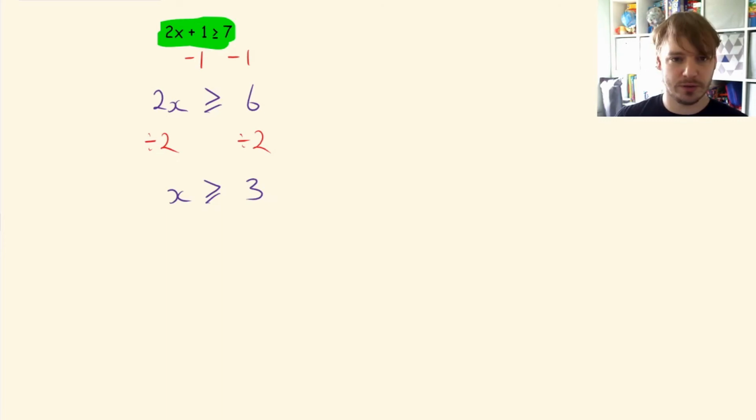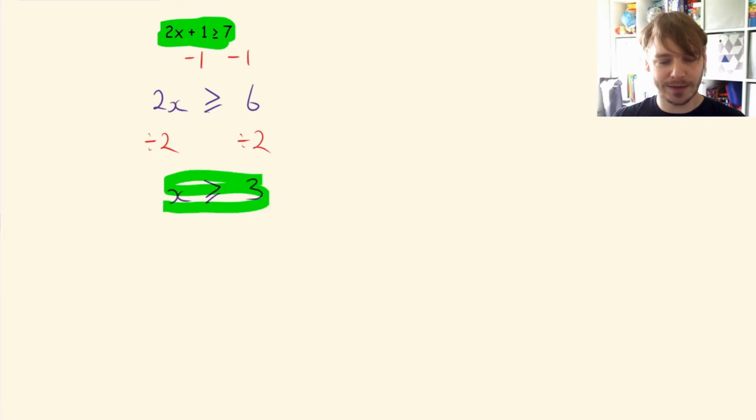And we can try it. Let's try 5, for example. So 2 times 5 is 10, add 1 is 11. Yes, that is bigger than 7. So as long as x is greater than or equal to 3, this first inequality will also be true.